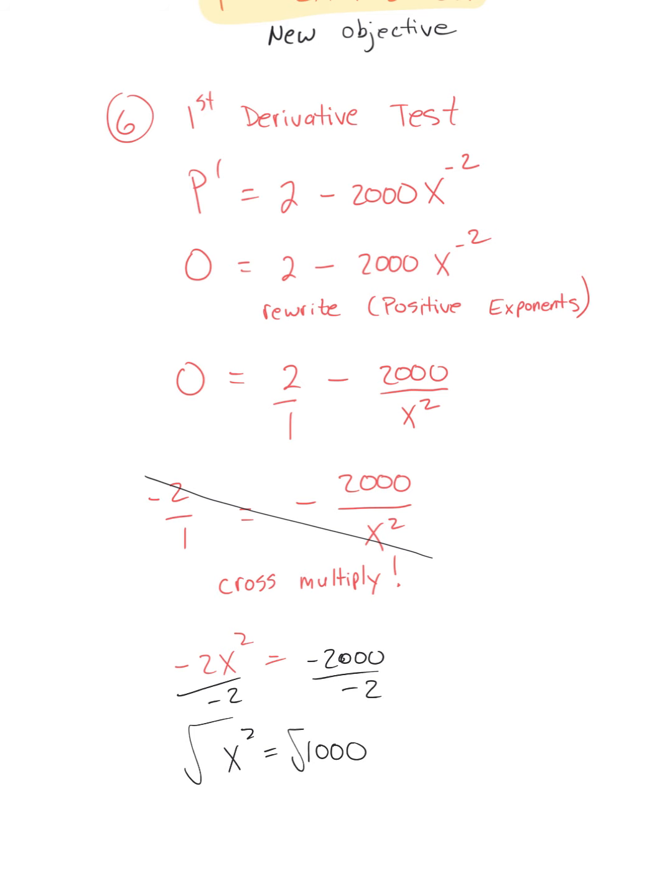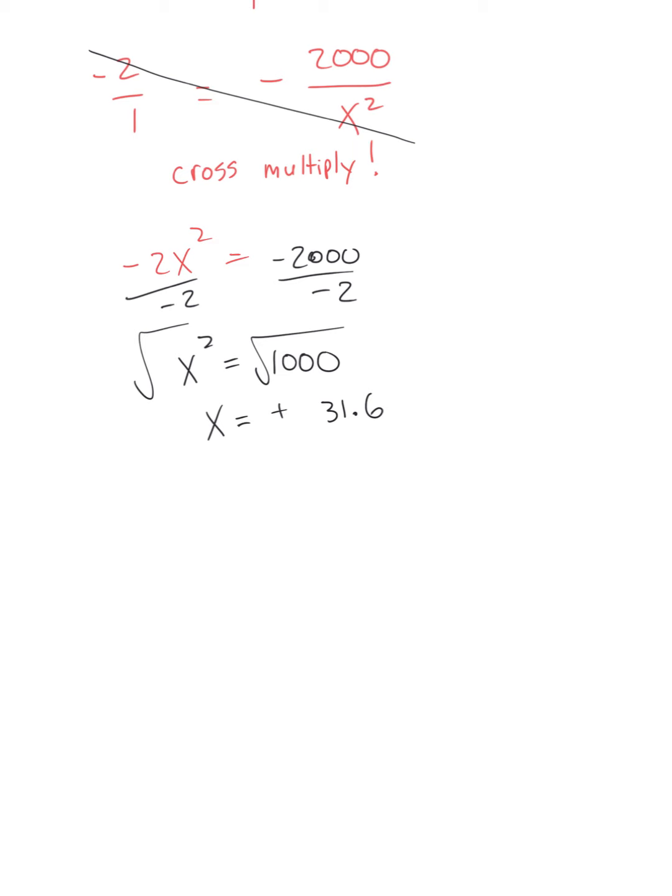We square root both sides. x is equal to positive and negative, and I'm getting a decimal, 31.6. Now, we do not have to worry about the negative because you obviously can't have a negative side length, so you don't need to worry about it. So there is our x-intercept on our derivative. A lot of algebra in this example. So now we can set up our first derivative test.